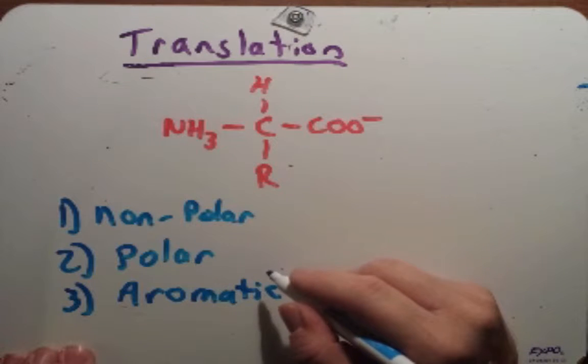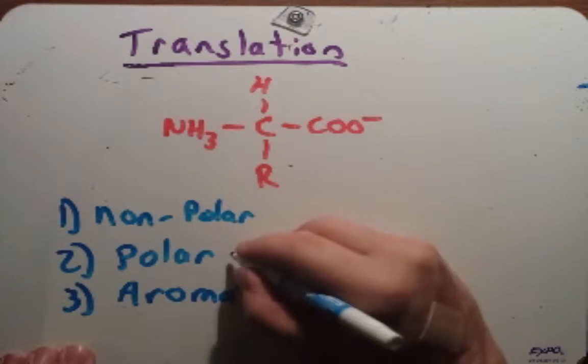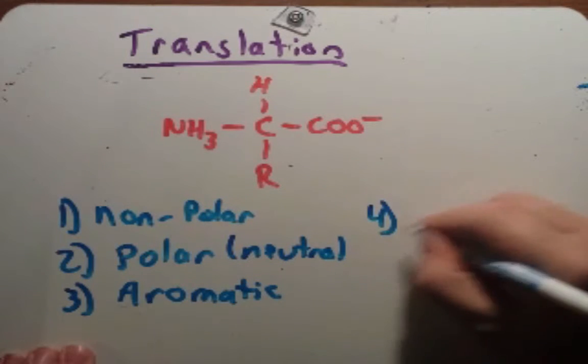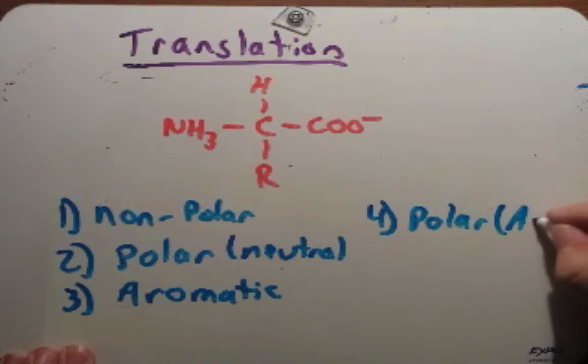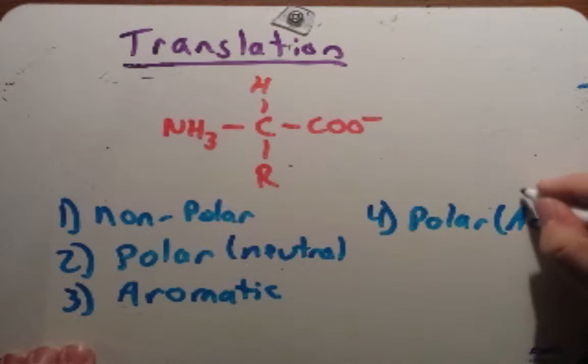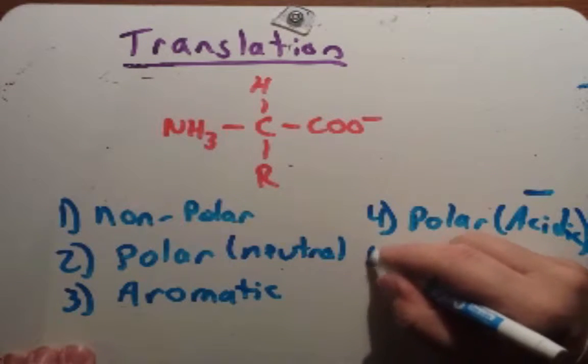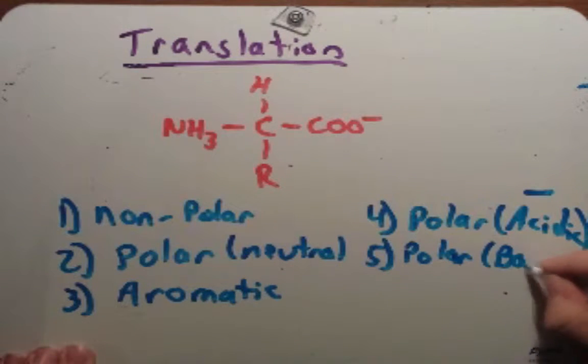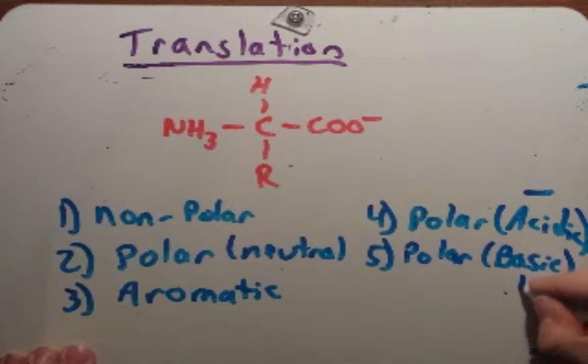These polar amino acids could either be neutral, like I wrote here. They could also be polar acidic, which means they have a negative charge on them. They could also be polar and basic, meaning they have a positive charge on them.